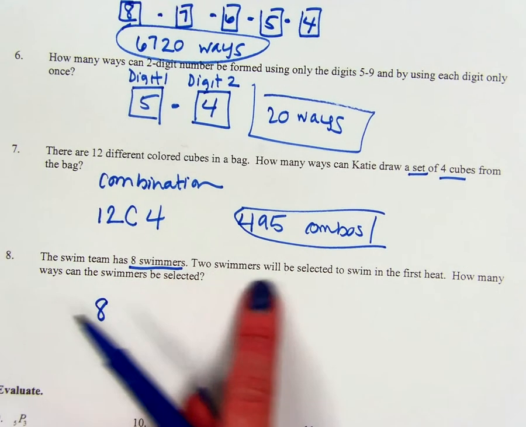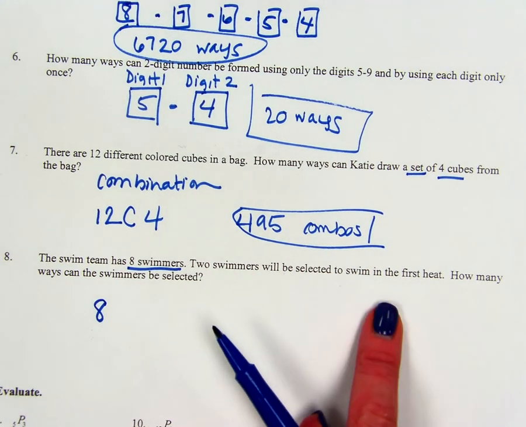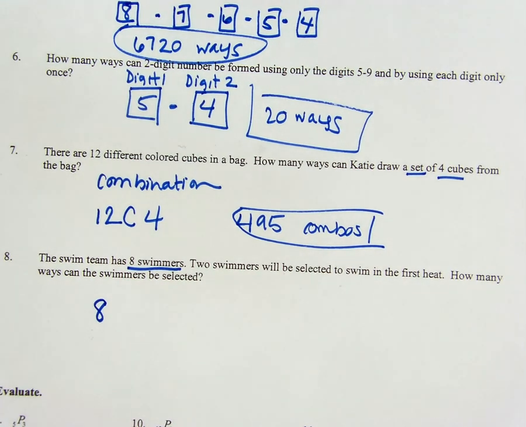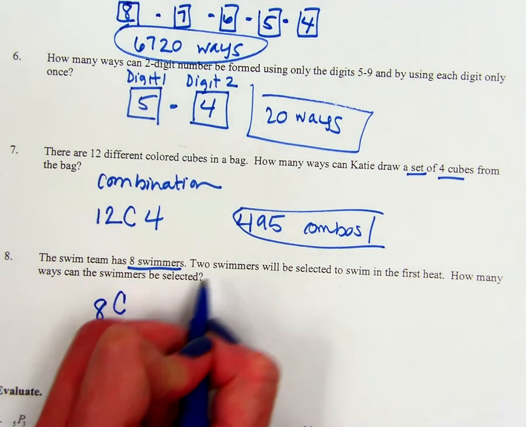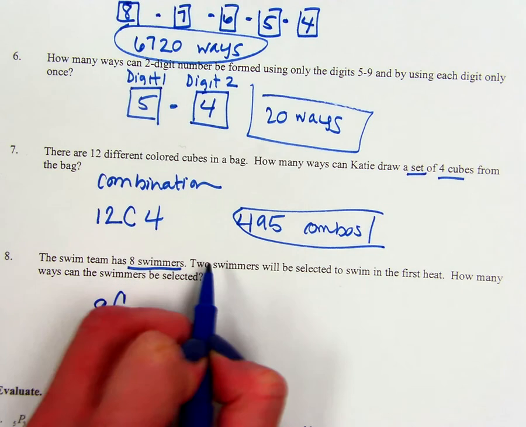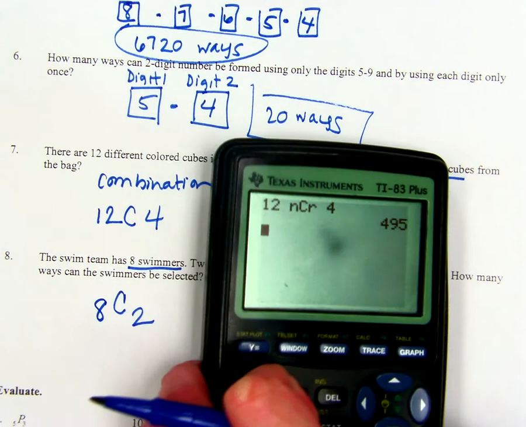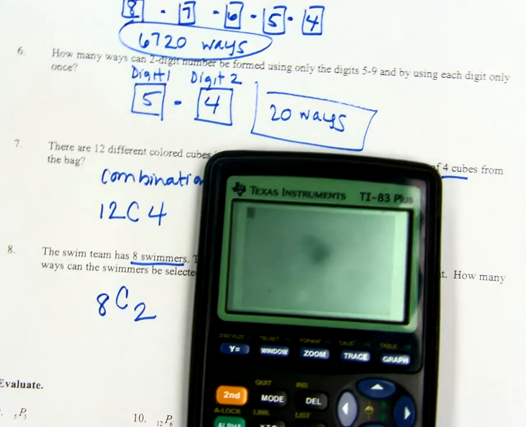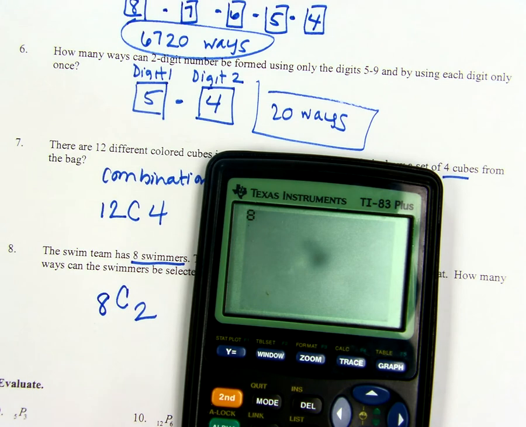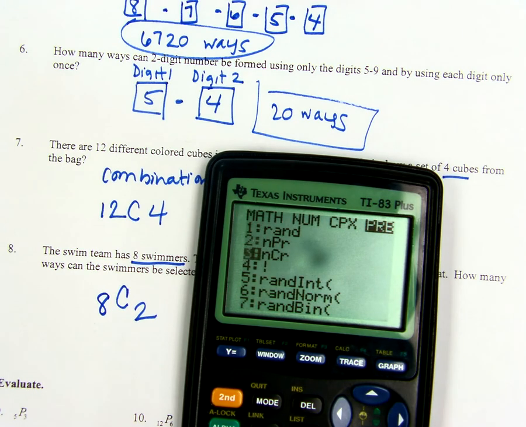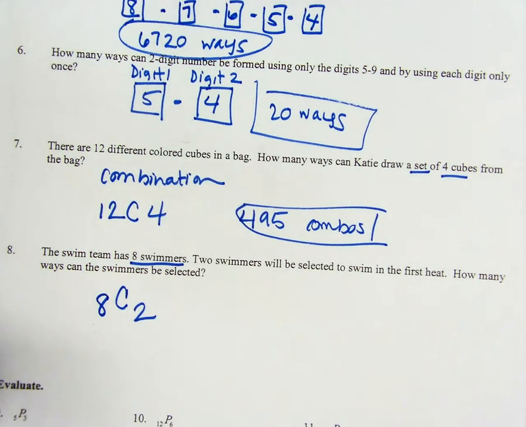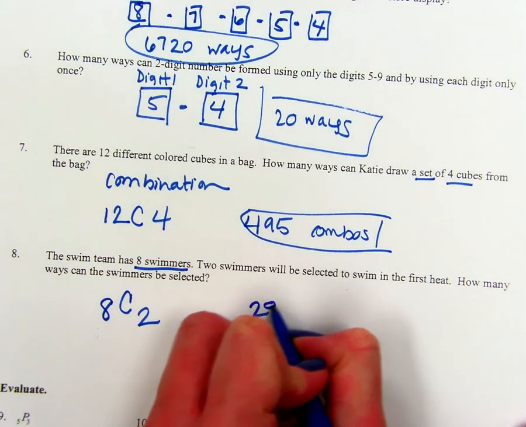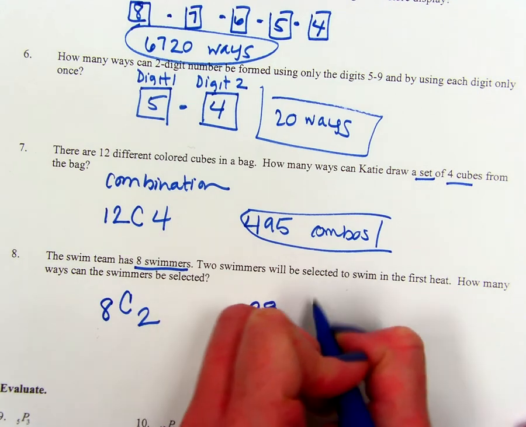And then it says 2 swimmers will be selected to swim first. So again, the order doesn't matter. It doesn't matter which 2 swimmers I'm selecting. So I'm going to use my C, and then I'm going to put the number 2. So I'm going to start with my larger number, and then put my smaller number in. So I'm going to do the same thing again on my calculator. I'm going to do 8 and my 2. So I end up with 28 different ways. So 28 different ways our swimmers could be selected.